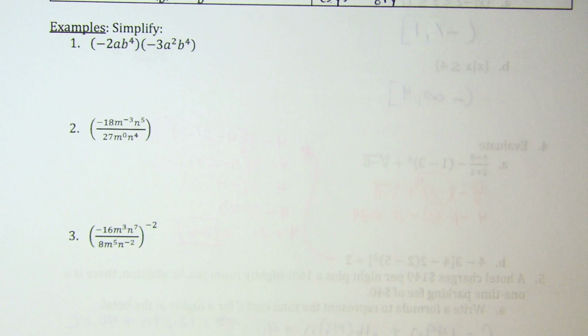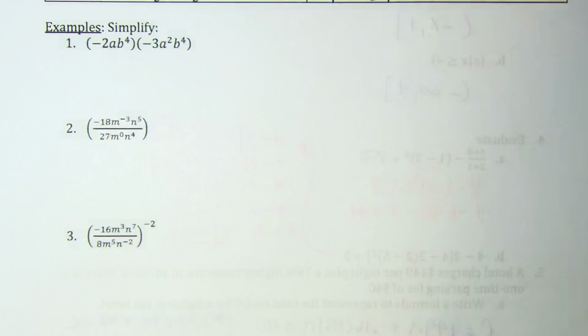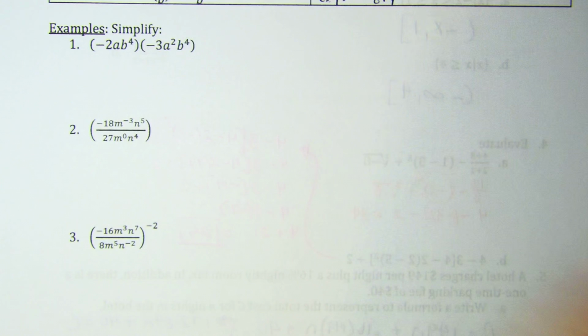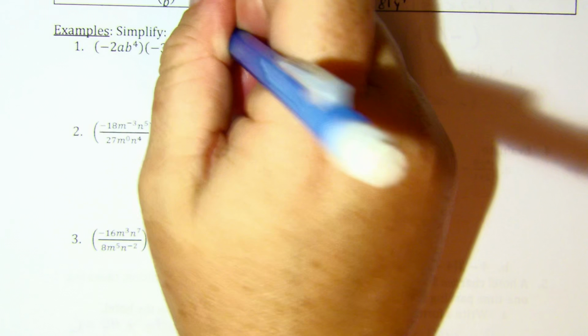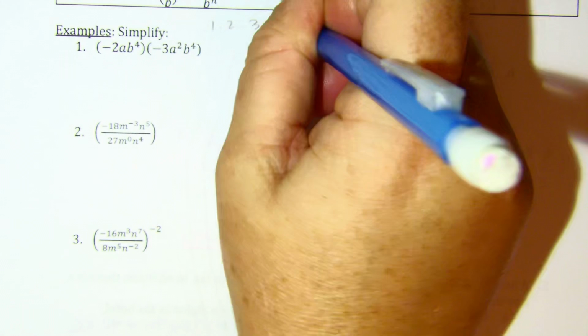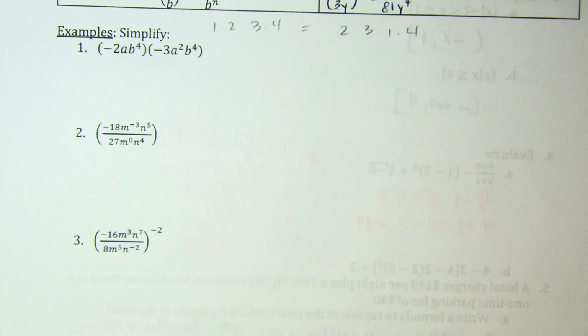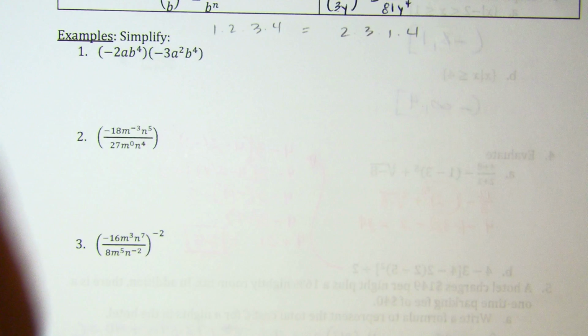In this first example, we have this times this. There's no exponents on the outsides of these or anything, and we can reorder this in any order I want. If you think about it, 1 times 2 times 3 times 4 is the same thing as 2 times 3 times 1 times 4. I can reorder those in any order I want, but the product is still the same.